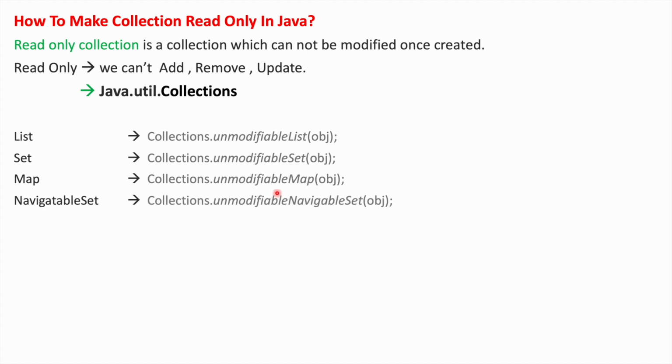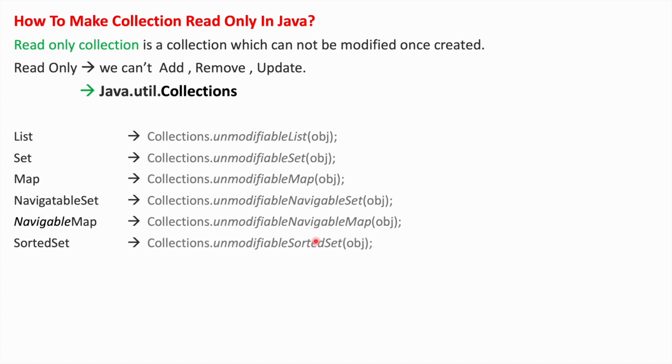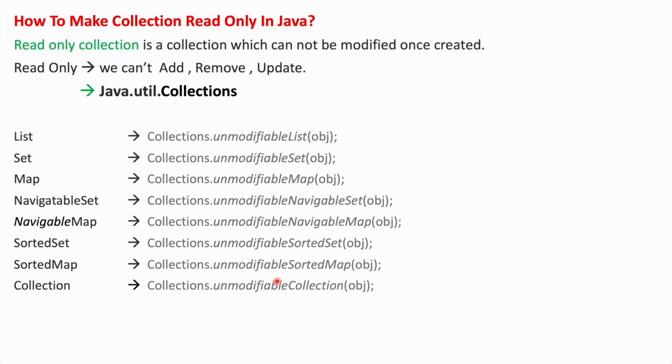If you want to make navigable set related objects read only, we will use Collections.unmodifiableNavigableSet. Navigable map also we can convert, as well as sorted set related objects and sorted map related objects. If you want to make any collection read only, we will use Collections.unmodifiableCollection. So these many methods are available to make any collection read only in Java.